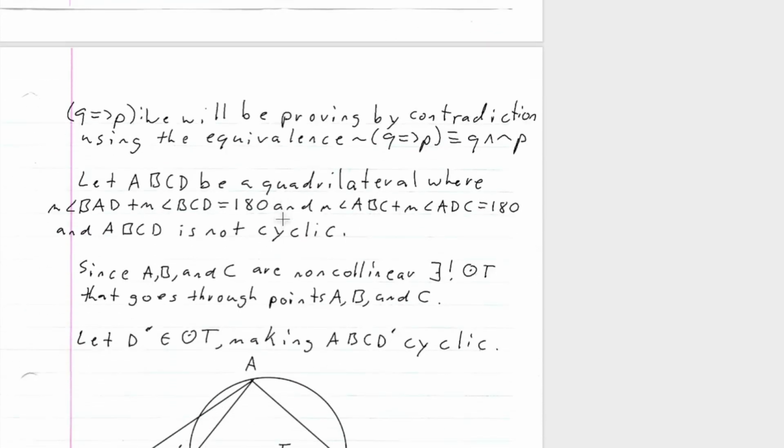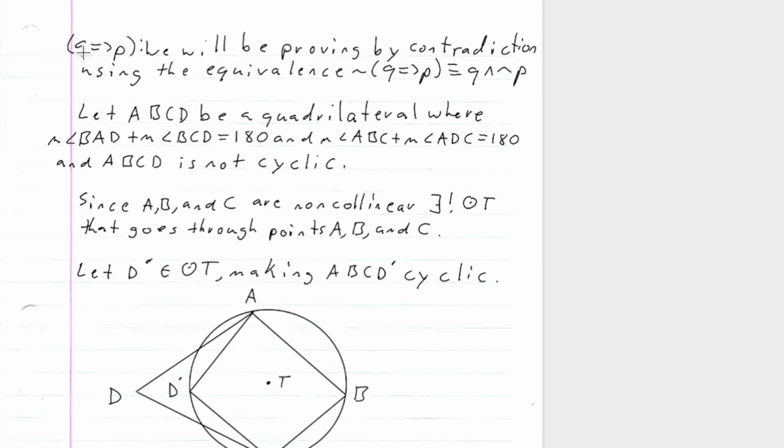Okay, so we're going to prove this by contradiction. Of course, this is the Q implies P. So we will be proving by contradiction using the equivalence. Remember, the negation of Q implies P is equivalent to Q and not P. So if we can show that Q and not P is false, that means the negation of Q implies P is false, which means Q implies P must be true.